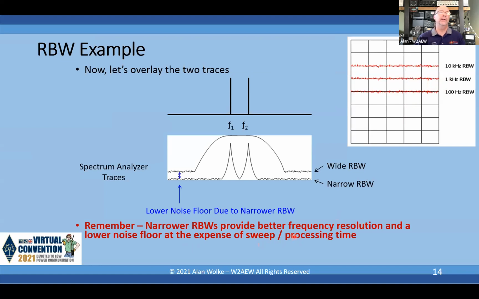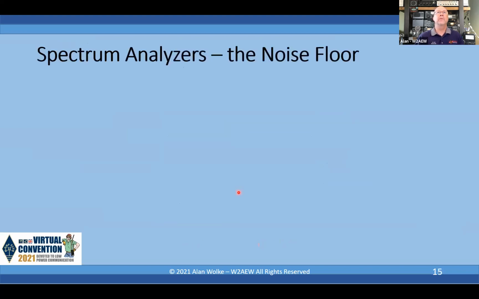You've got to decide how long am I willing to wait for this result, versus what do I really need to see? So selecting that RBW is a bit of a trade-off. Okay, and again, take a little bit closer look at the noise floor on the analyzer.